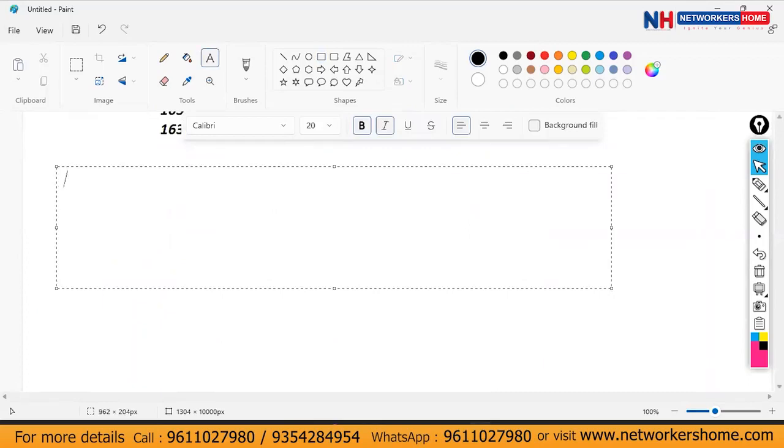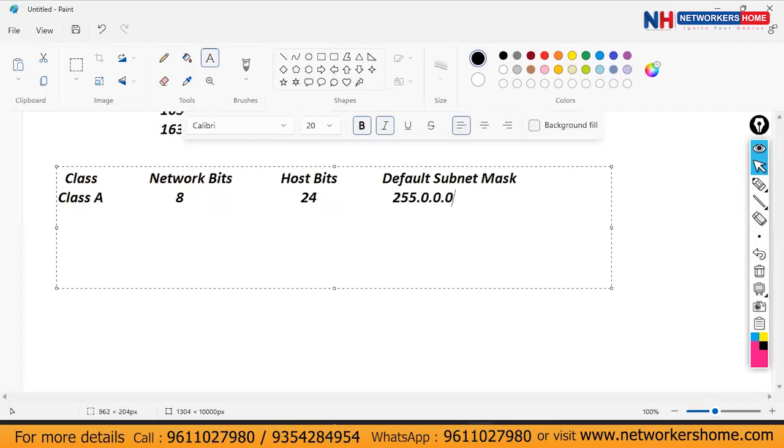So: class, network bits, host bits, and default subnet mask. For class A, network bits are 8, host bits are 24, and the default subnet mask is 255.0.0.0. For class B, we have 16 network bits, 16 host bits, and the default subnet mask is 255.255.0.0. For class C, we have 24 network bits and 8 host bits, and the default subnet mask is 255.255.255.0.